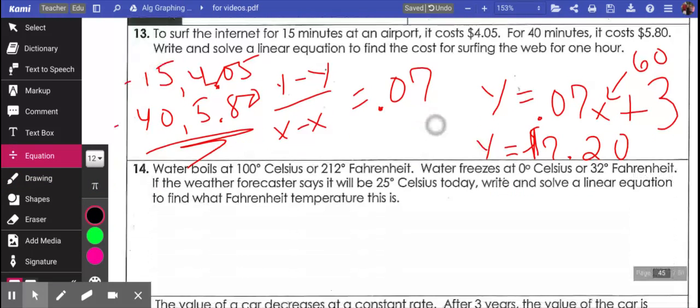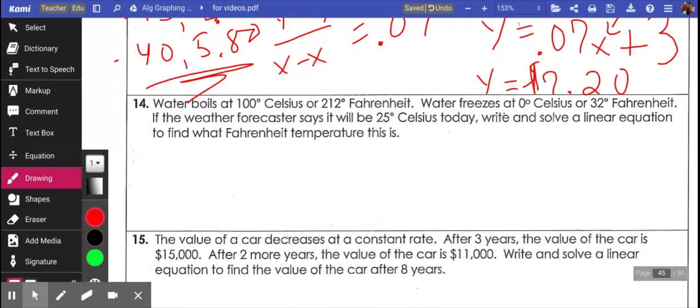Okay, next one, number 14. Water boils at 100 degrees Celsius or 212 degrees Fahrenheit. Water freezes at 0 degrees Celsius and 32 degrees Fahrenheit. If the weather forecaster says it'll be 25 Celsius today, write an equation to find out what the Fahrenheit temperature is. Okay, so what we're saying is at 100 degrees Celsius, like if we were going to graph that, it would be 212 Fahrenheit. And if it was 0 degrees Celsius, it would be 32.